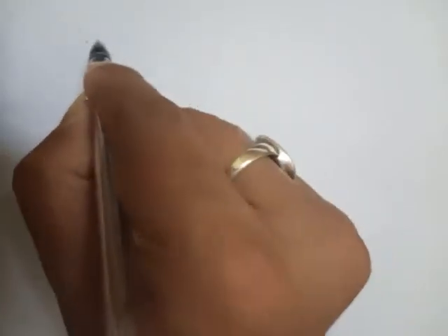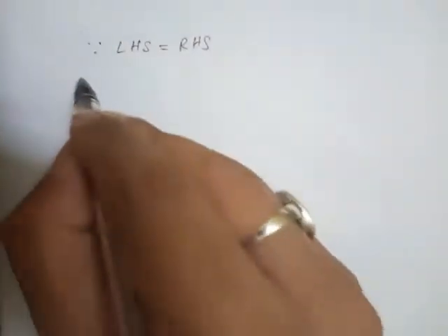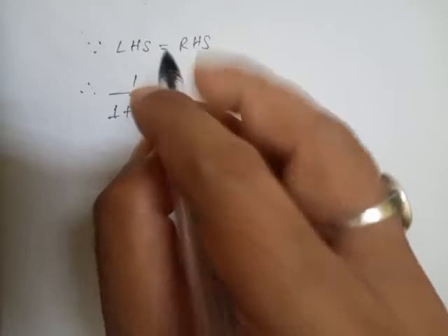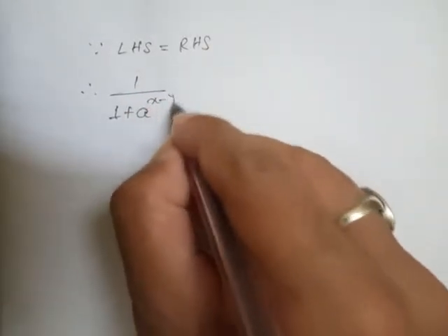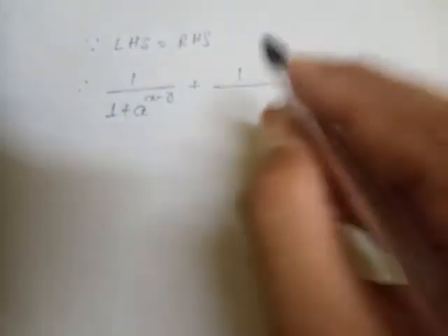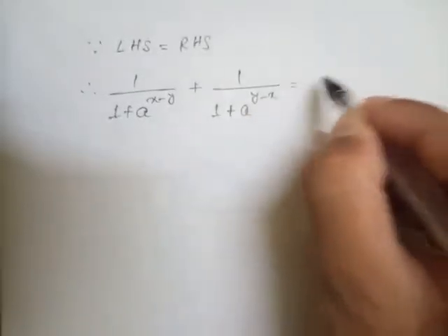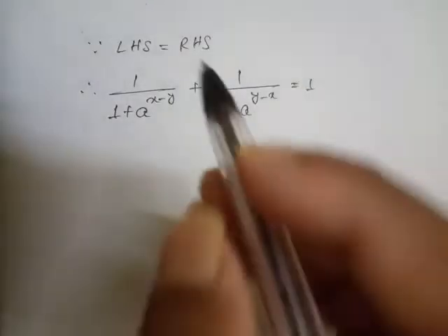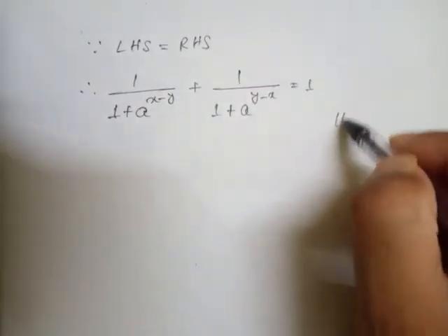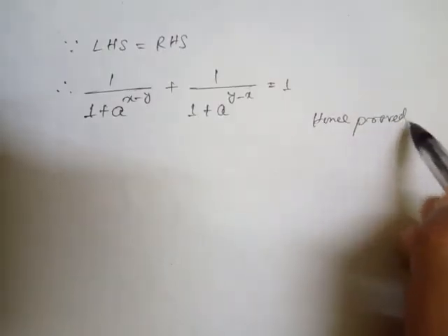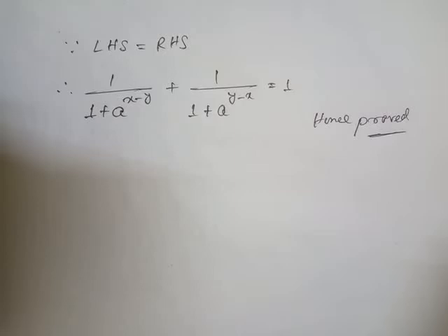Therefore the last line we will write: since LHS equal to RHS, therefore 1 by 1 plus a to the power x minus y plus 1 by 1 plus a to the power y minus x equal to 1. Hence proved. P-R-O-V-E-D. Hence proved. This is the first one.